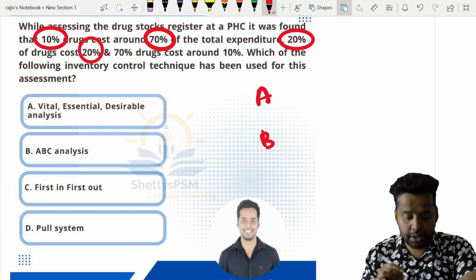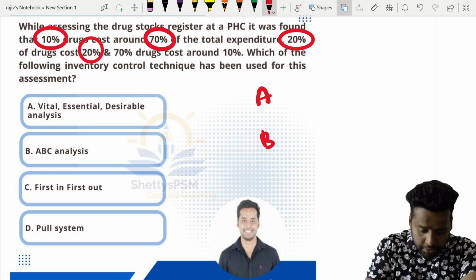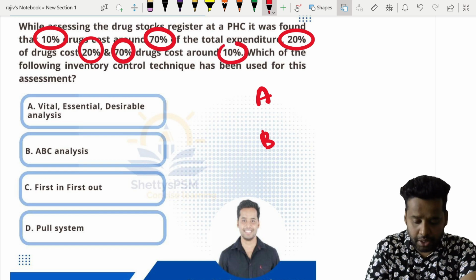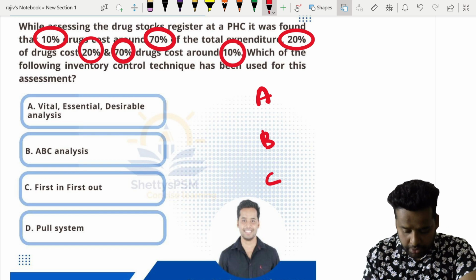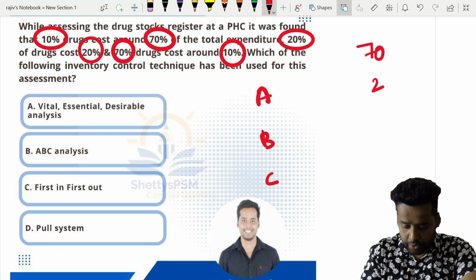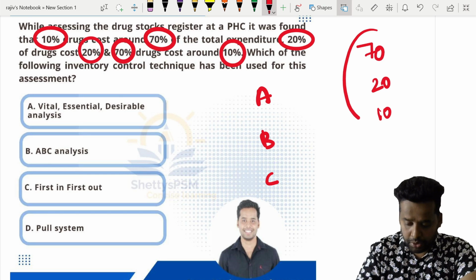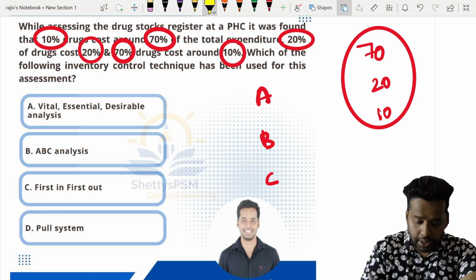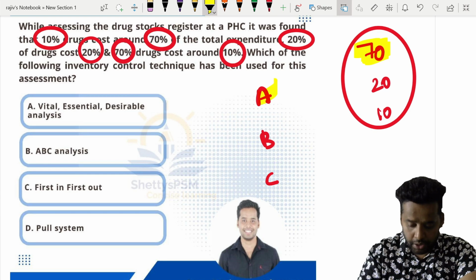Those are B drugs. 70% of the remaining drugs, which are comparatively cheaper, account for 10% of the cost. They are classified as C class of drugs. 70, 20, 10. This is how they account for the cost. Class A drugs are very, very important. They are very, very costly.